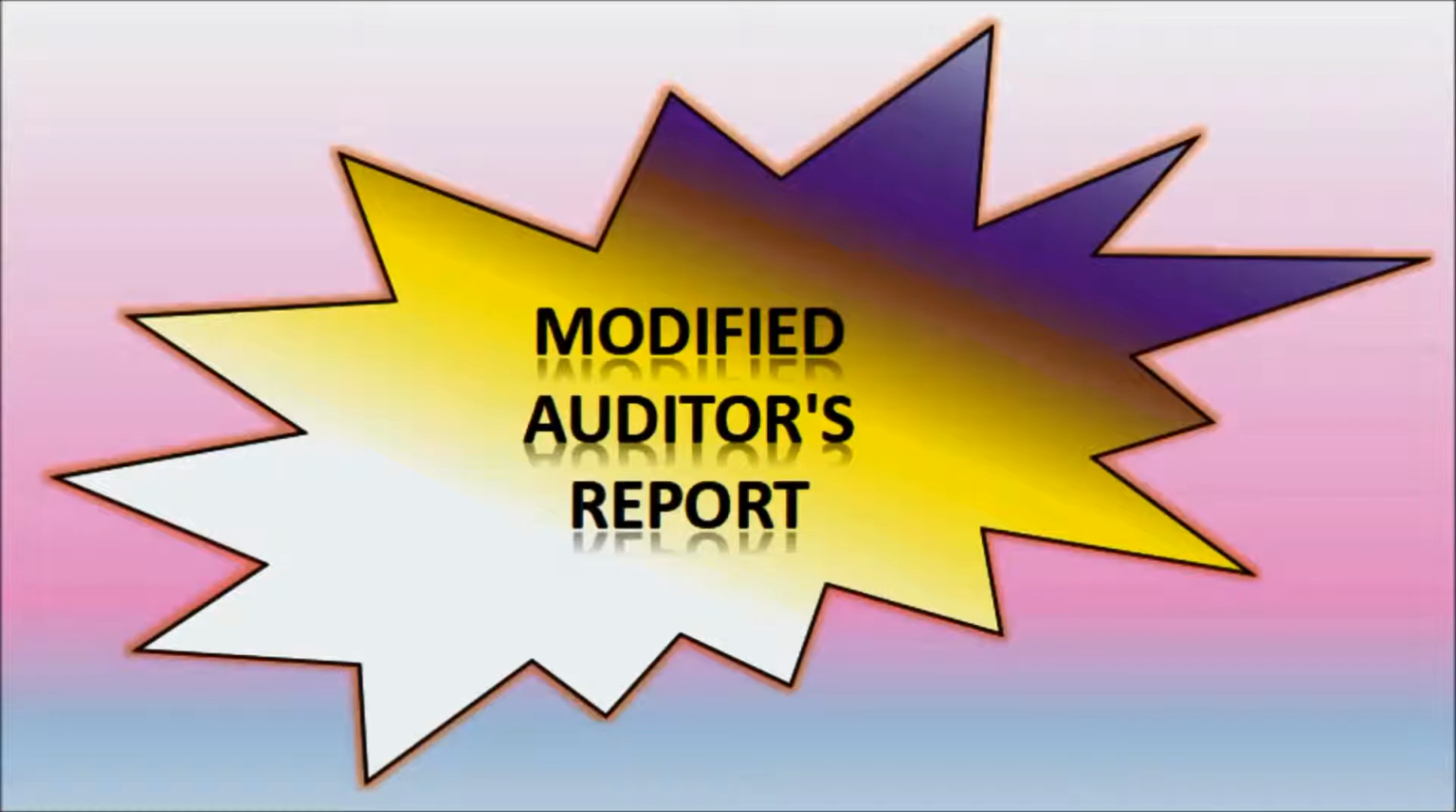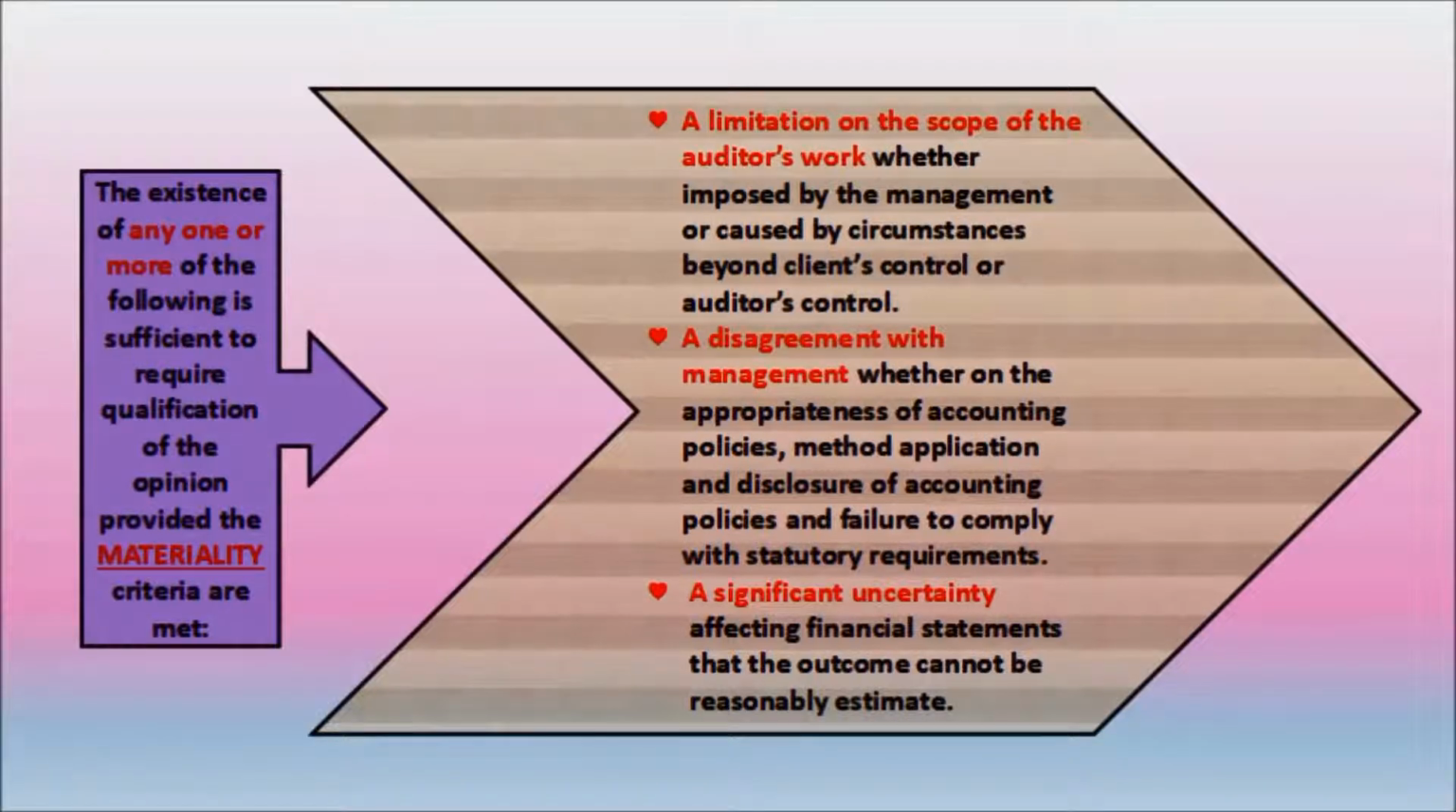Okay, let's move on to the modified auditor report. The existence of any one or more of the following is sufficient to require qualification of the opinion, provided the materiality criteria are met. First, a limitation on the scope of the auditor's work, whether imposed by the management or caused by circumstances beyond the client's control or the auditor's control.